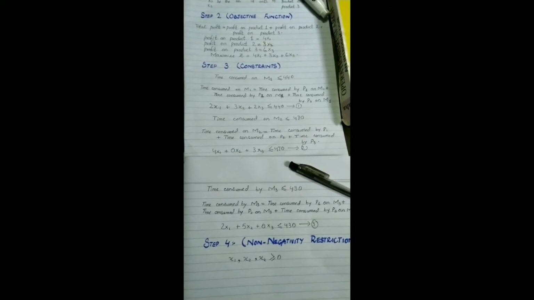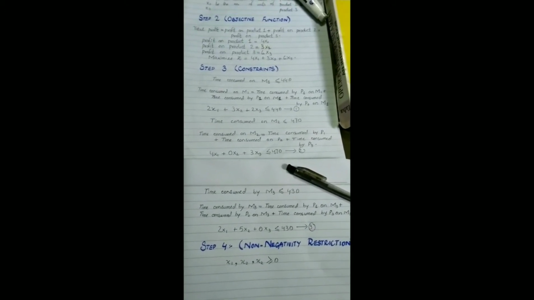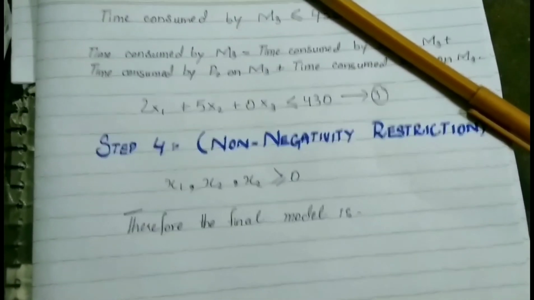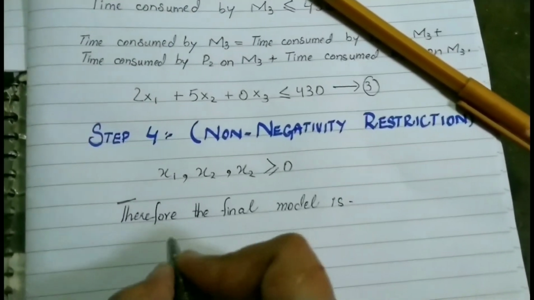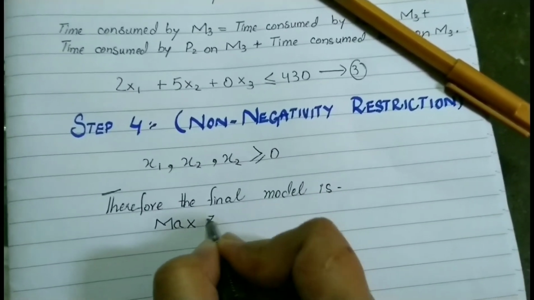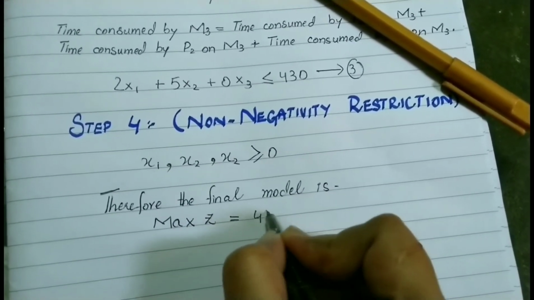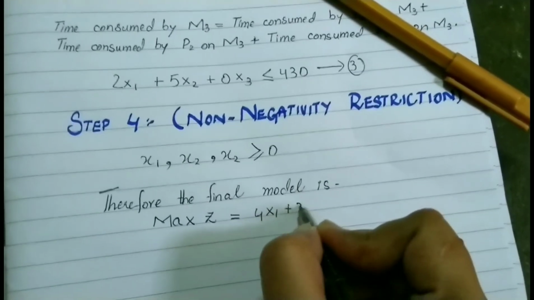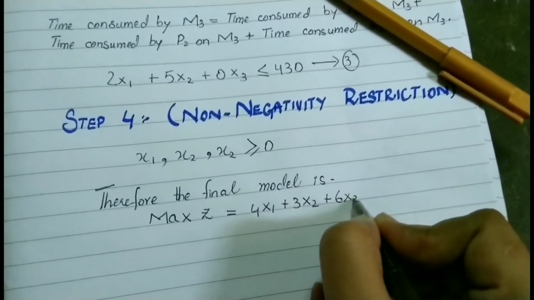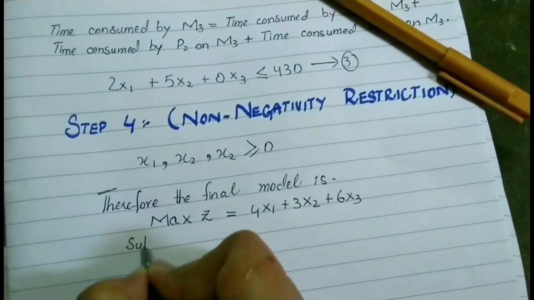Last, we have to write the final model, in which firstly we will write our objective function, then all of our constraints. Going to write the final model. Firstly I have to write the objective function. What was our objective function? Maximize z is equal to 4x1 plus 3x2 plus 6x3, subject to.